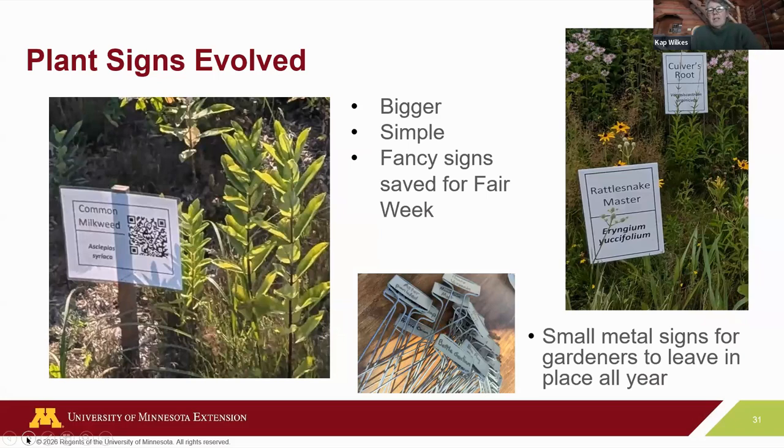We also created these small metal plant tags because us as gardeners are continuing to learn what all of these native plants are. There's about 26 varieties kind of crammed into that rain garden. And so we've left tags for us, and then we pull those fancy signs out in the fall after the fair's done and put those away until the next year.